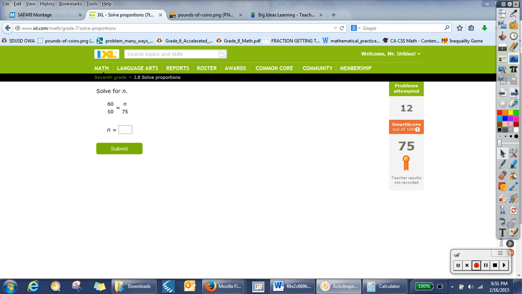60/50ths is equal to something over 75ths. Alright, this one. Ooh, this one I can use simplifying. And I can do this quickly because I can simplify 60/50ths down. Alright, so because they both have zeros at the end, I know I can divide both 60 and 50 evenly by 10. So 60 divided by 10 will give me 6, and 50 divided by 10 will give me 5.